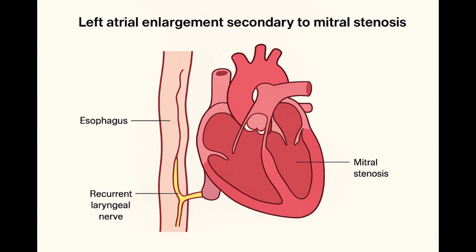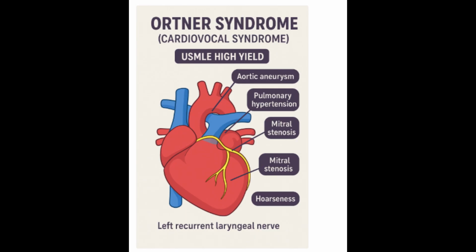And compressing that nerve causes? Hoarseness, a change in voice. This specific sign, hoarseness due to LA enlargement compressing the nerve, is known as Ortner syndrome. It's a really elegant example of how pathology in one specific heart chamber can manifest with symptoms you wouldn't immediately connect to the heart, like voice changes. Structure dictating function or dysfunction.